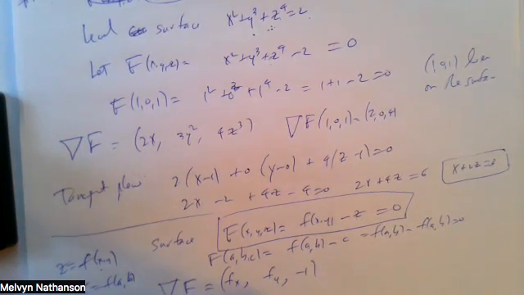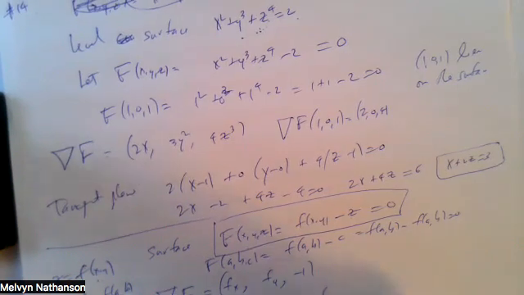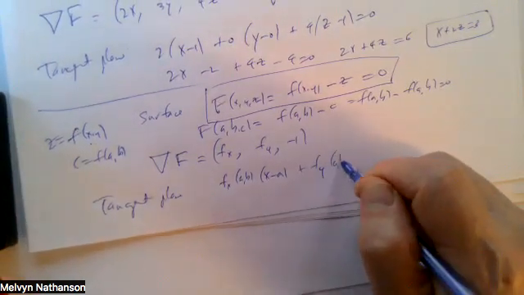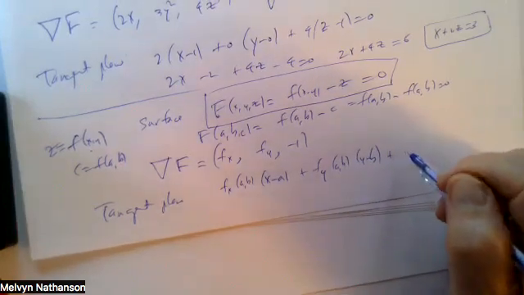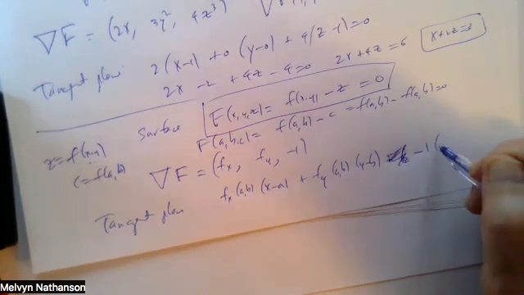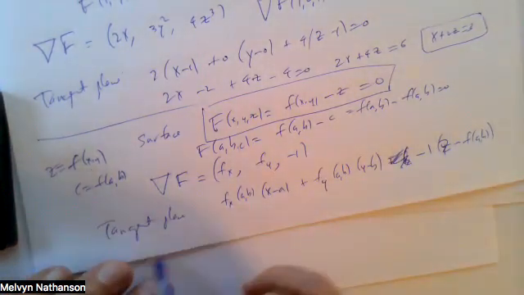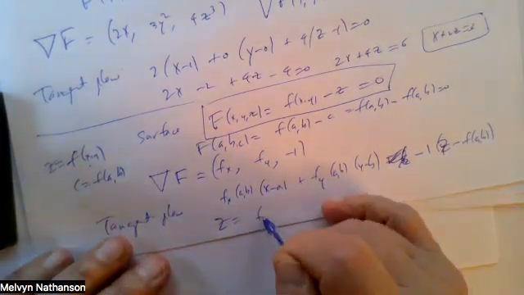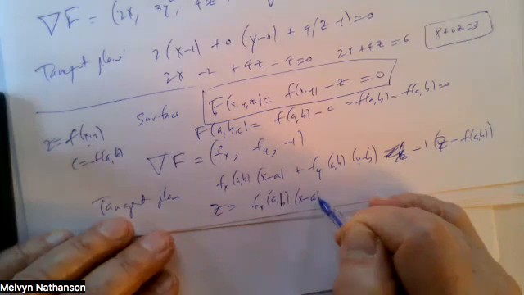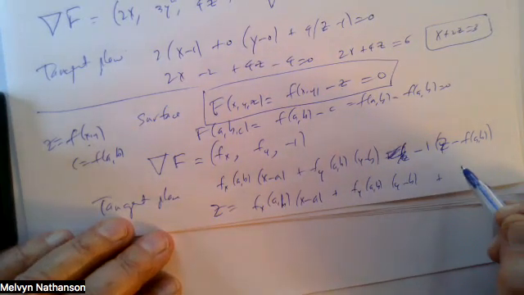So the equation of the tangent plane is the partial of f with respect to x at a, b times x minus a, plus the partial derivative of f with respect to y at a, b times y minus b, plus the partial derivative of F with respect to z at a, b, which is minus 1, so it's just minus z minus f of a, b. So if you rewrite this equation, the plane is z equals partial of f with respect to x at a, b times x minus a, plus the partial of f with respect to y at a, b times y minus b, plus f of a, b.